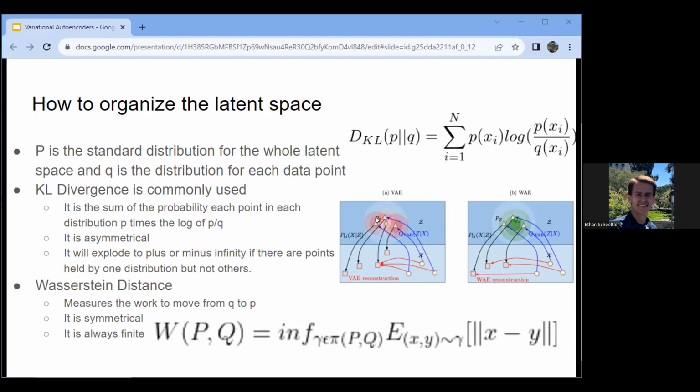Another actual reason why Wasserstein's different than the KL divergence is that if any part of these distributions do not overlap, it will explode to infinity. Because with this equation right here, you'll have this equation will either be 0 or infinity, because you'll have something here but nothing here, or nothing here and something here. And log of 0 is negative infinity. And so either way, it's going to go to infinity or negative infinity if you don't have any overlap.